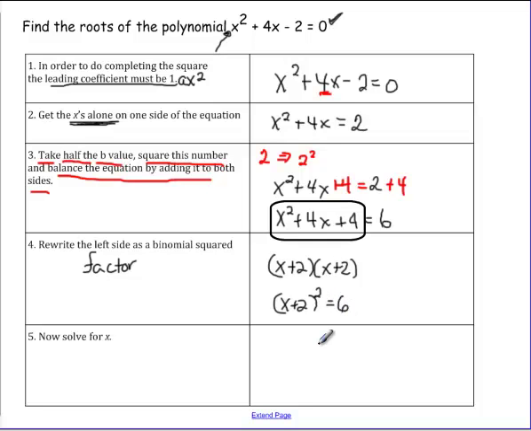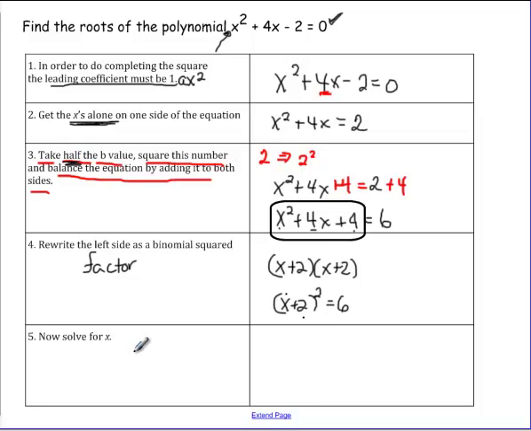And if you're one of the bright ones, you're kind of going, oh, I get it. Because remember the shortcut to squaring a binomial? Square the first, square the last, double to get the middle. That's why when we were up here, we took half.